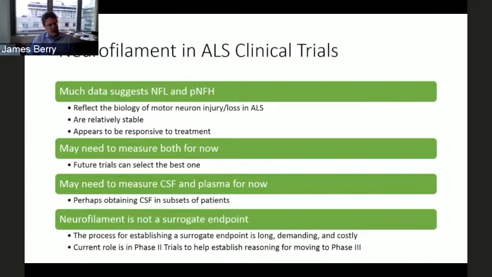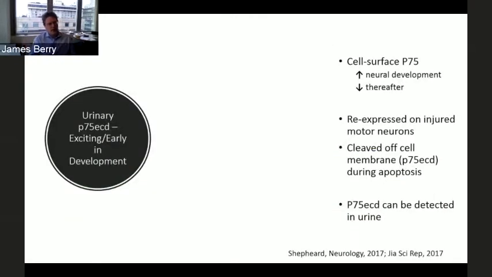Neurofilament is not a surrogate endpoint at this point. So I think this is to de-risk programs early. This is to understand whether we're affecting biology. But the process for qualifying a surrogate endpoint is long. And really the current role is to help in phase 2 as we move to phase 3 trials.